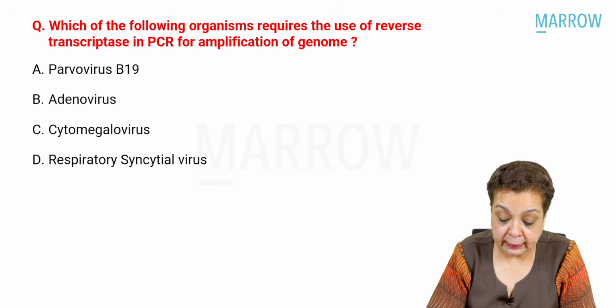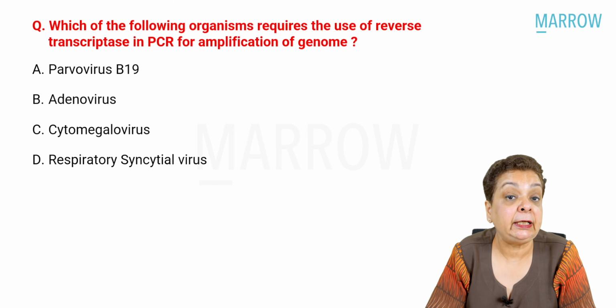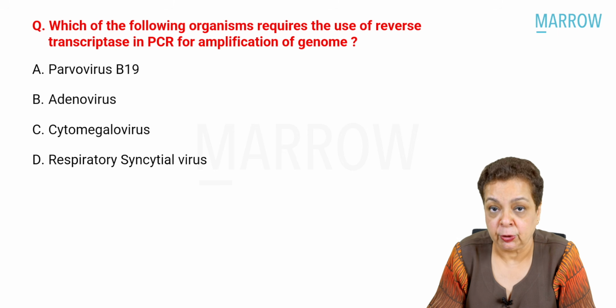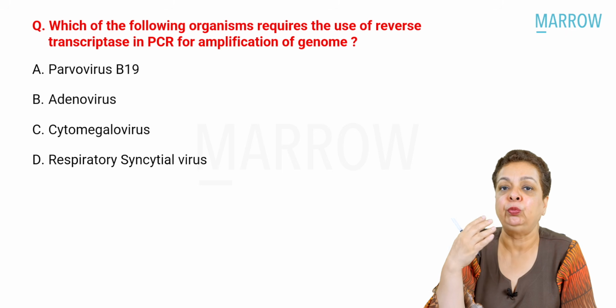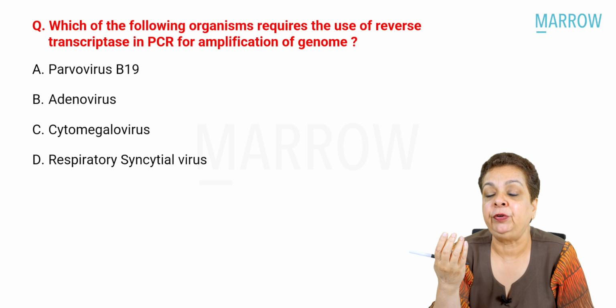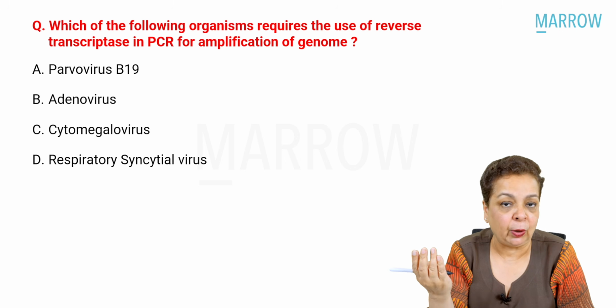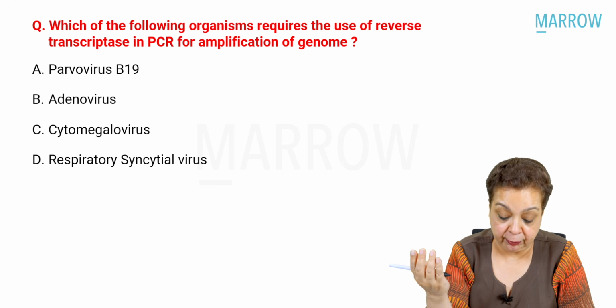Which of the following organisms requires the use of reverse transcriptase in PCR for amplification of the genome? This is an indirect way of asking what kind of genome does the virus have. Which of the following has an RNA genome? In normal PCR, one copy of DNA gets amplified into million copies of DNA. But when we want to amplify RNA, we first have to convert the RNA into DNA. For that, we will require reverse transcriptase enzyme, and then we will be able to amplify that DNA.